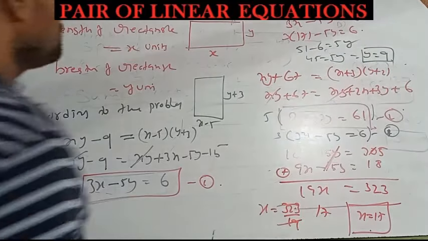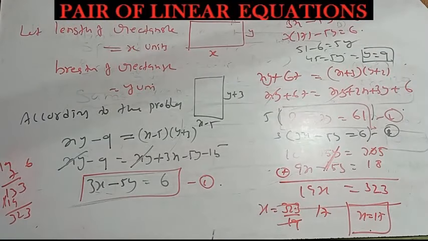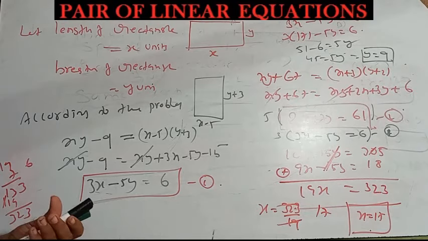Means the original breadth is 9 and the original length of the rectangle is 17 units. You need to write a conclusion somewhere. Therefore, the length of the original rectangle will be 17 units and the breadth will be 9 units.